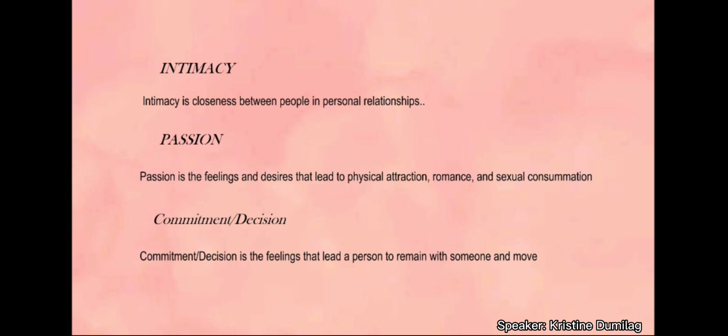Individuals love each other, according to this idea, to the extent that they experience and demonstrate these three components, and different combinations of the components will result in radically different kinds of love. Non-love, liking, infatuation, emptiness, passionate, companionate, fatuous, and consummate are the 8 types of love recognized by the triangular theory.